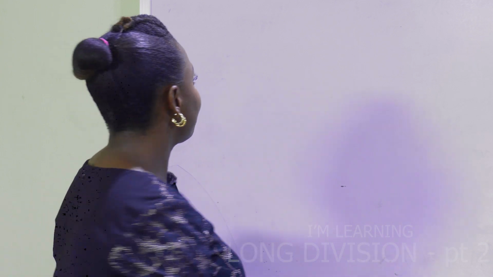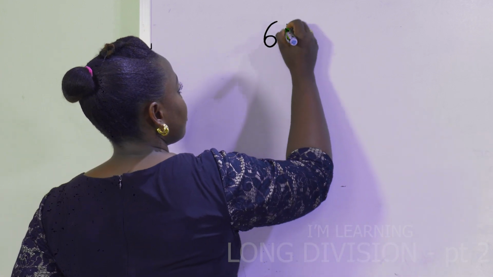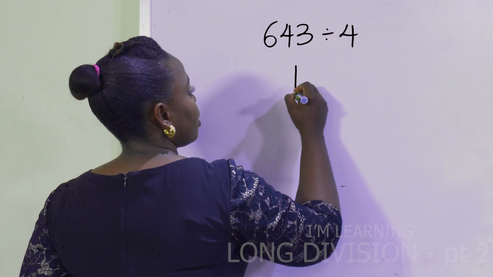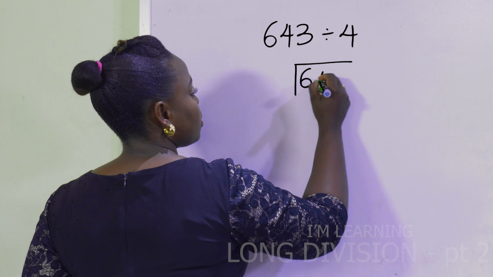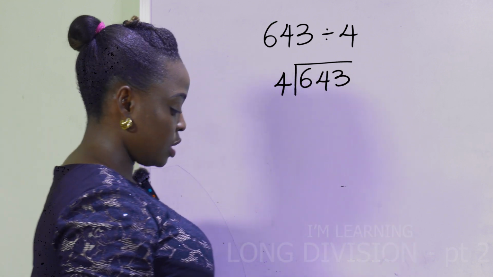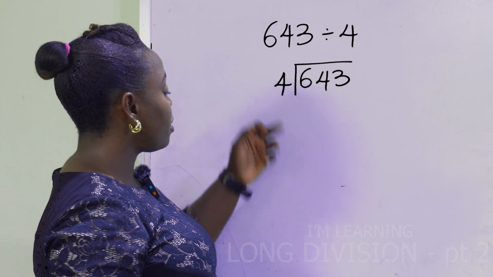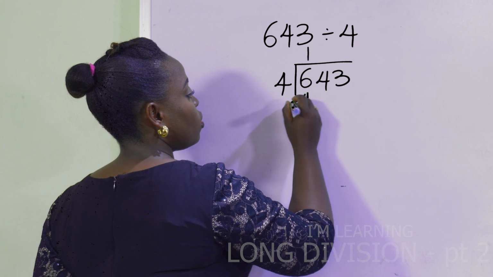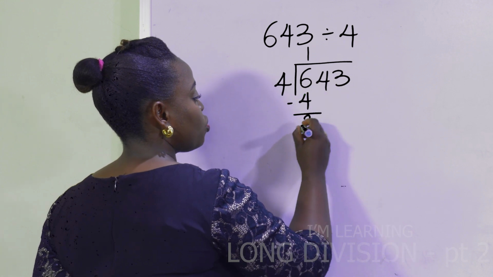Now let's look at 643 divided by 4. 643 stays on the inside because it's my dividend. My 4 stays on the outside. Now let's start. 6 divided by 4 is 1. 4 times 1 is 4. We subtract. 6 minus 4 is 2.